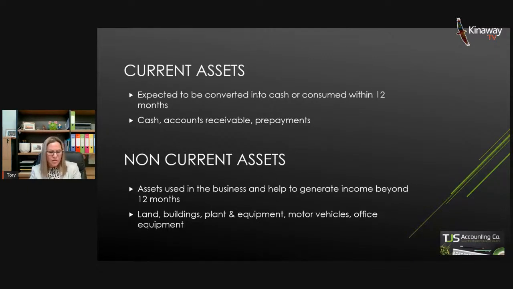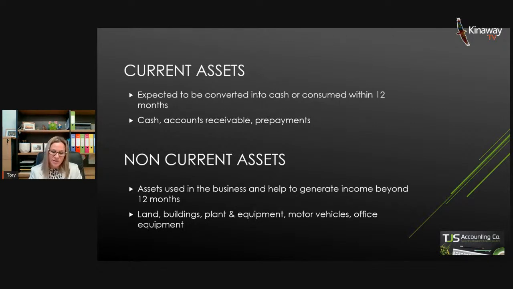Current assets are those assets that are expected to be converted into cash or consumed within the next 12 months. So when we're looking at the different items, current assets will usually determine the next 12-month period. It will often include cash, trade debtors or your accounts receivable, or prepayments.